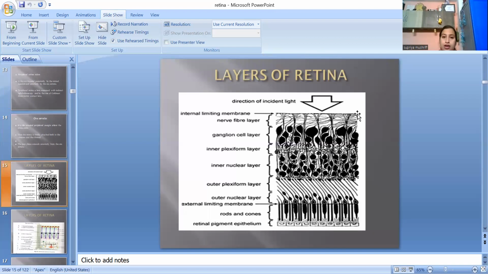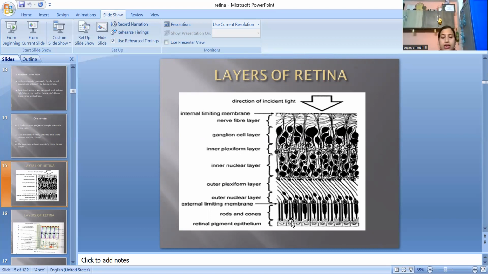If you are asked what the different layers of the retina are, or how many layers of retina, we should always tell 10 layers. But when you are asked how many layers are there in the neurosensory retina, you should always say 9. Now I will tell you the difference between retina and neurosensory retina. First let us know the 10 layers of the retina: retinal pigment epithelium, rods and cones, external limiting membrane, outer nuclear layer, outer plexiform layer, inner nuclear layer, inner plexiform layer, ganglion cell layer, nerve fiber layer, internal limiting membrane.